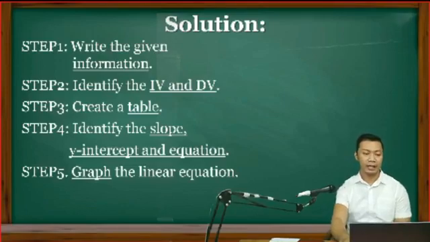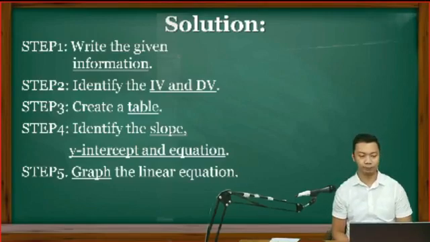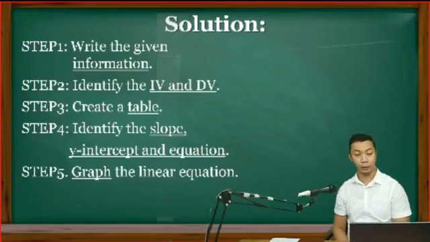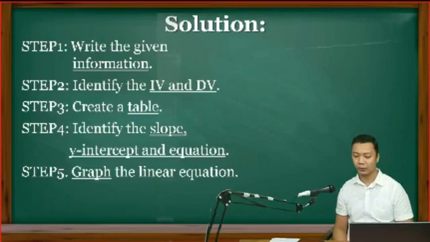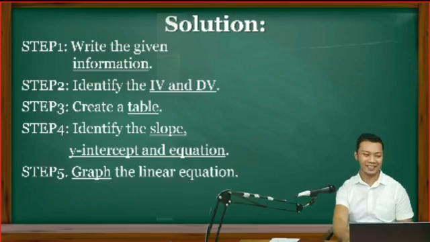Okay, so again, let's have the following solution by following the steps. Number 1, write the given information. Number 2, identify the IV and DV. Number 3, create a table. Number 4, identify the slope, y-intercept, and the equation or the function. And lastly, number 5, graph the linear equation. So, let me help you solve this first problem by answering the following steps.